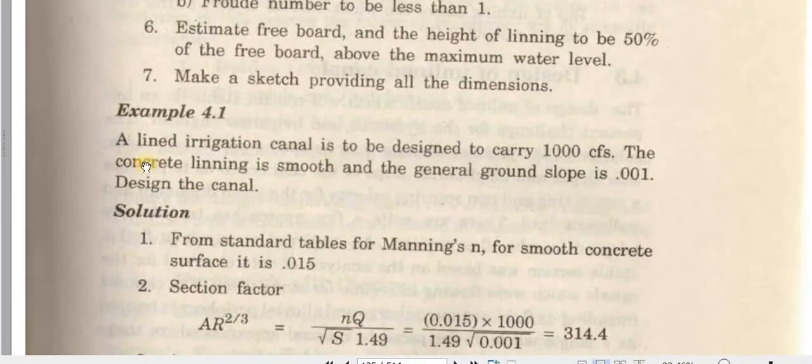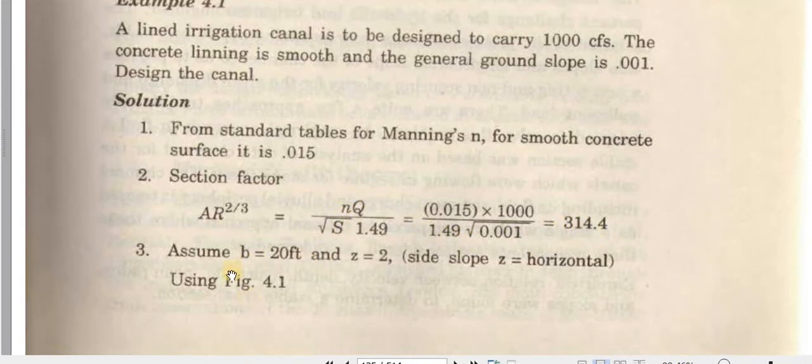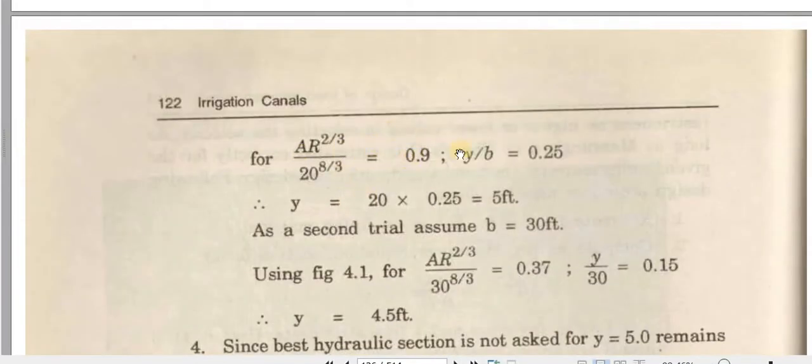So this is example 4.1. A lined irrigation canal is to be designed to carry 1000 cusecs. The concrete lining is smooth and the general ground slope is 0.001. So from the standard table of the Manning equation, smooth concrete has a roughness coefficient of 0.015. And then section factor A R raised to power 2/3. We have N, we have Q, we have S. It is 314.4. Then we have to assume B and side slope. We can calculate depth, side slope. So when we enter these two values in this equation, then we can get Y equal to 5 feet.